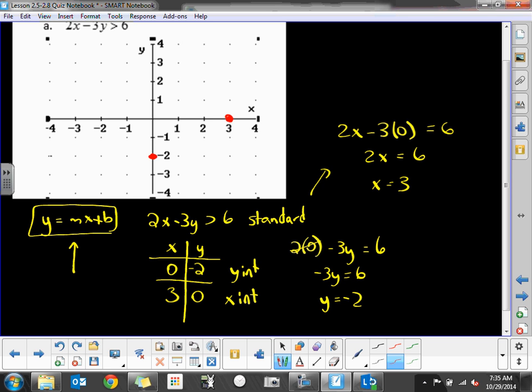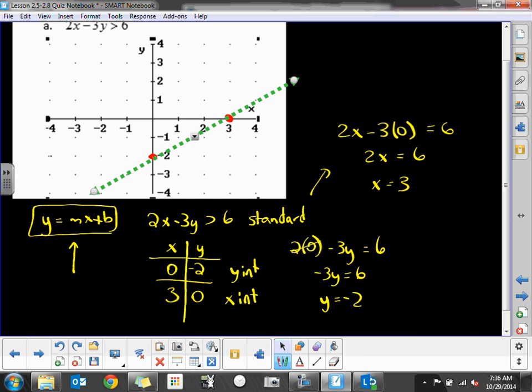And now I'm going to connect those with a dashed line. The reason it's going to be dashed is because it's just a greater than sign. So I'm going to grab a dashed line here so I can make it a little bit straighter. So there's the boundary line, and on that boundary line is where all of our values are exactly equal to 6. We don't want it to be exactly equal to 6. We want it to be greater than 6.